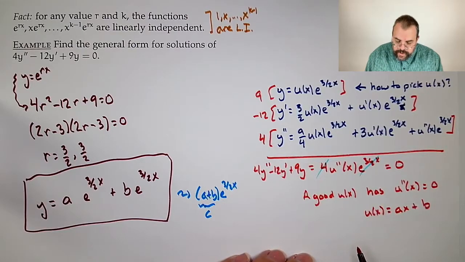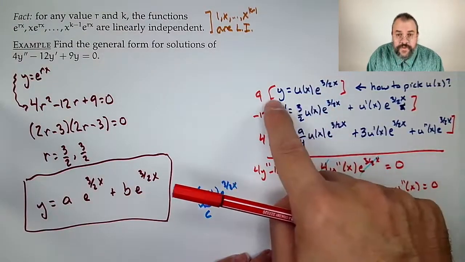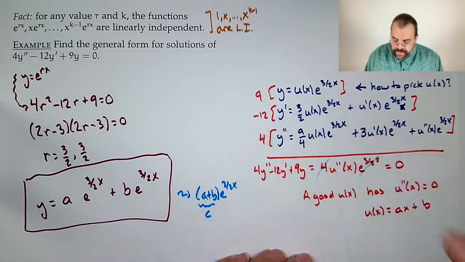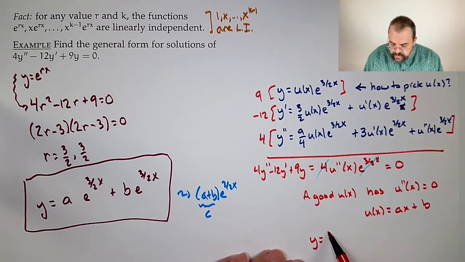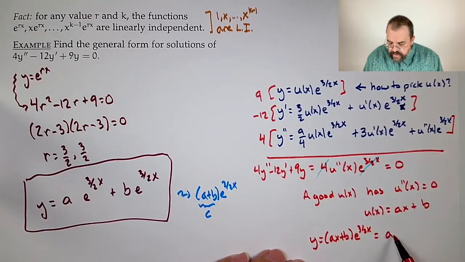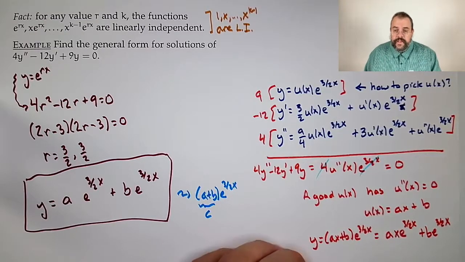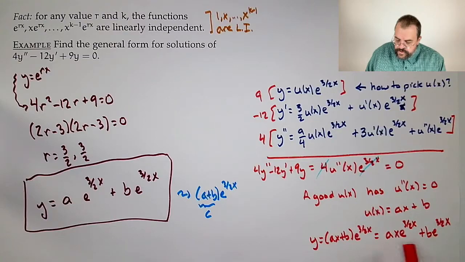And now we come to our conclusion. Remember, we wanted a solution that looks like u of x times e to the 3 halves x. So a nice set of solutions has the form ax plus b, times e to the 3 halves x, or if you like, ax e to the 3 halves x plus b e to the 3 halves x. And notice we have two variables, a and b.